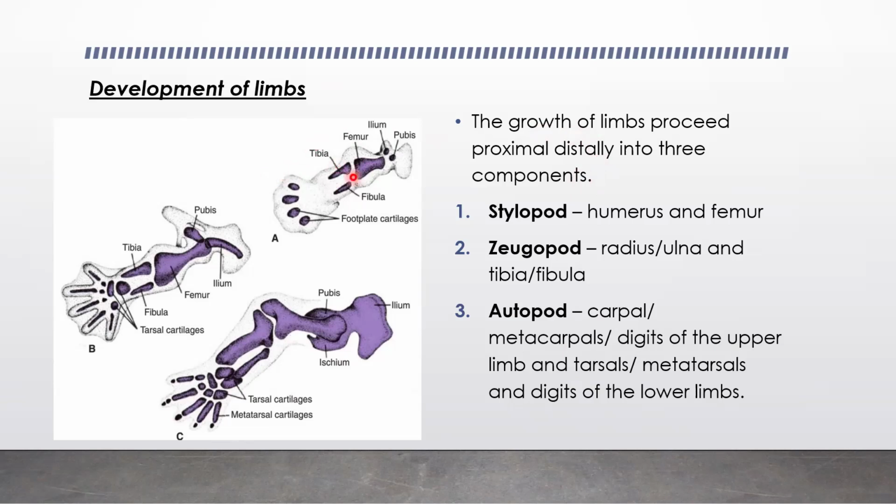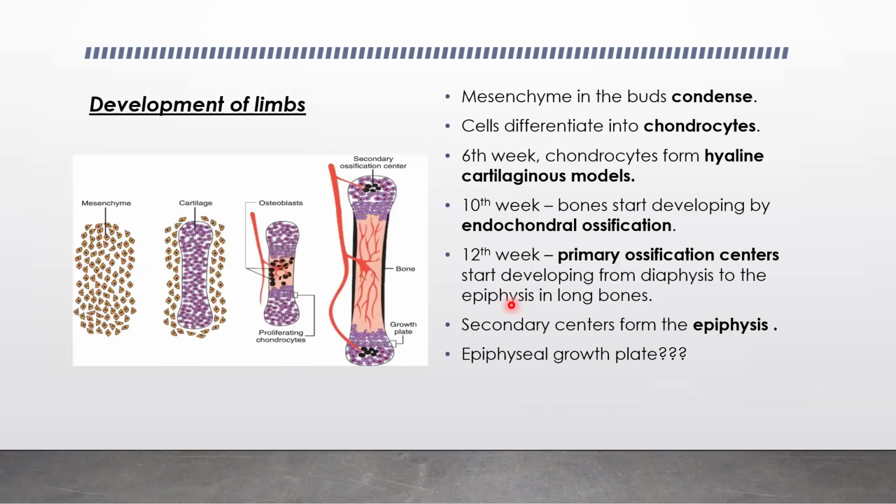So that is how you have elongation due to the apical ectodermal ridge, but now cells that are away from the apical ectodermal ridge lose stimulation, and that's the reason why they will differentiate into the three components, which is stylopod, zeugopod, and autopod. So due to that, they'll differentiate to cartilages. So how will you form the cartilages? The mesenchyme in the bud will condense. So this mesenchyme will condense.